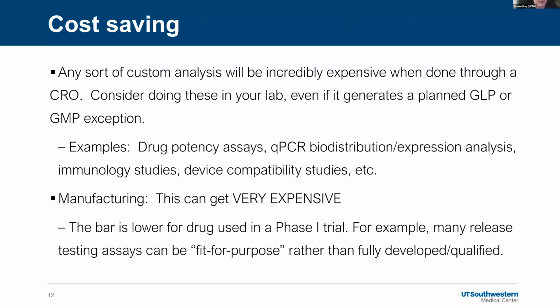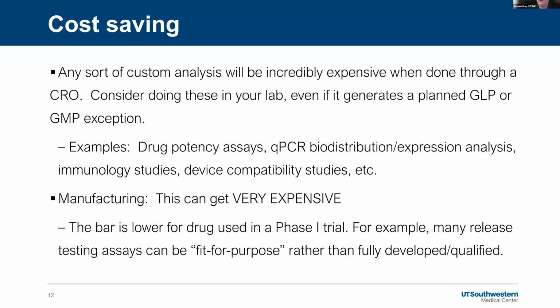All right, last slide. I'd say ways that you can save money, which is important for all of us. We have limited budgets. If you have any sort of custom analysis that you need to do, some kind of custom assay, if you try to have a CRO do that, like a contracted lab, it's going to be incredibly expensive. Anything that's not off the shelf for them, you're going to get charged a lot. And so I'd say consider doing these in your lab.